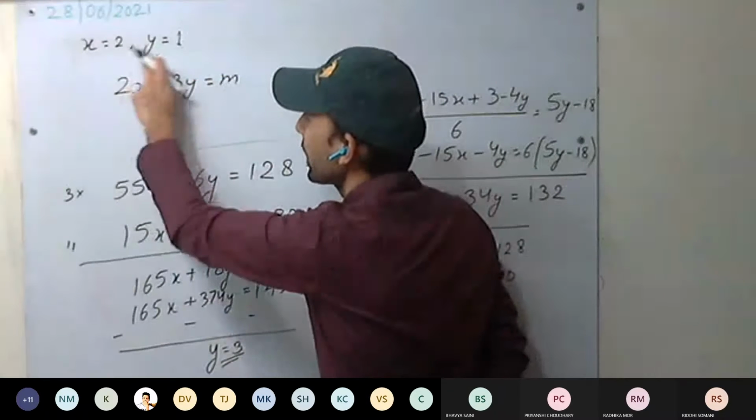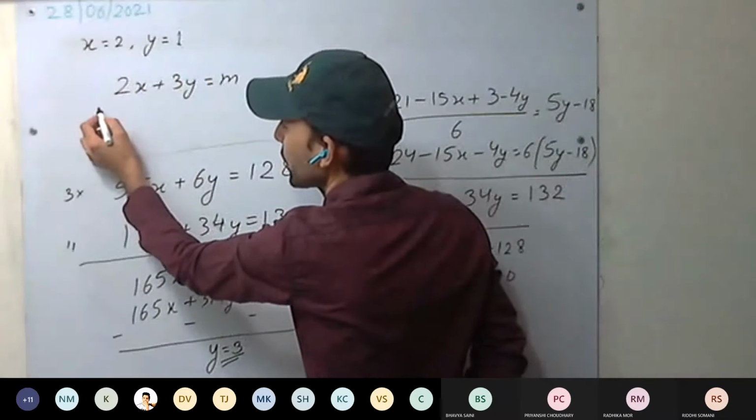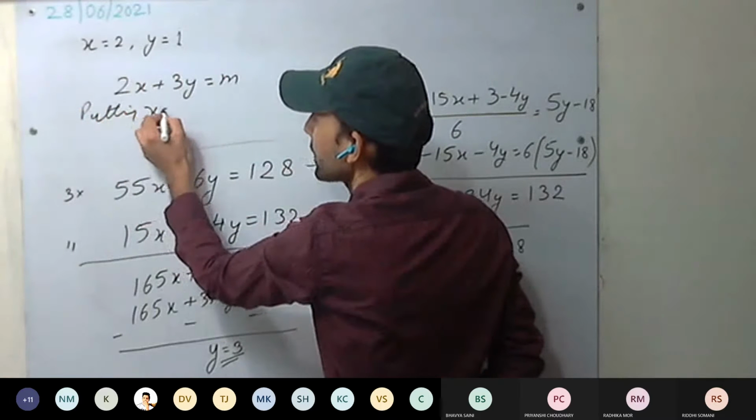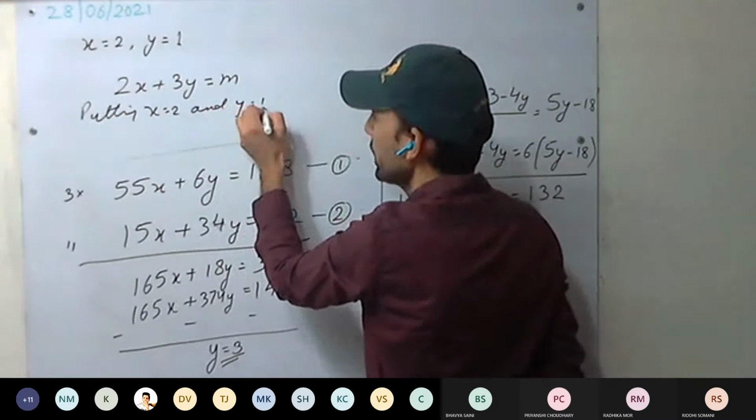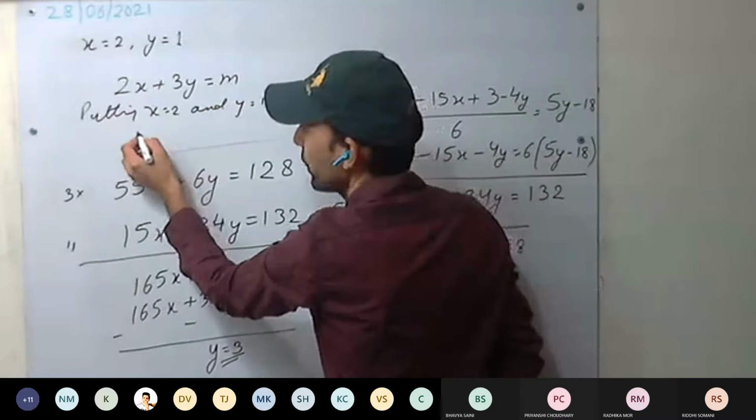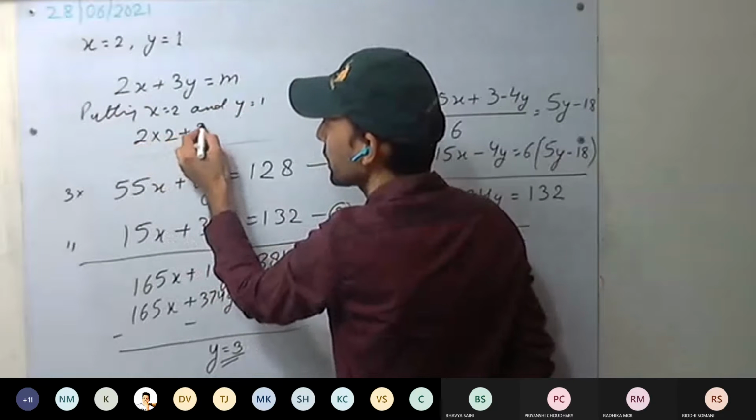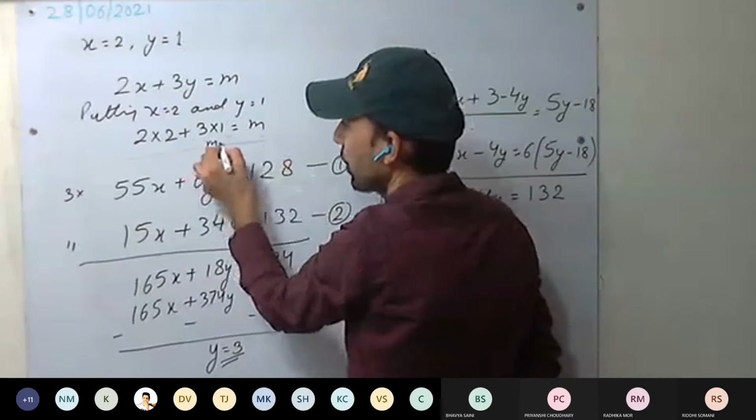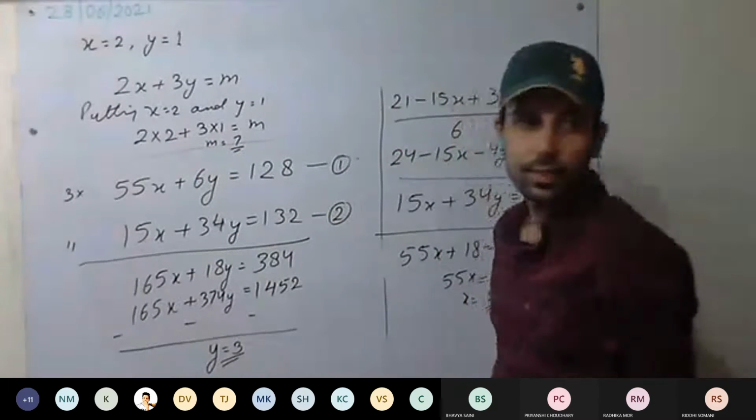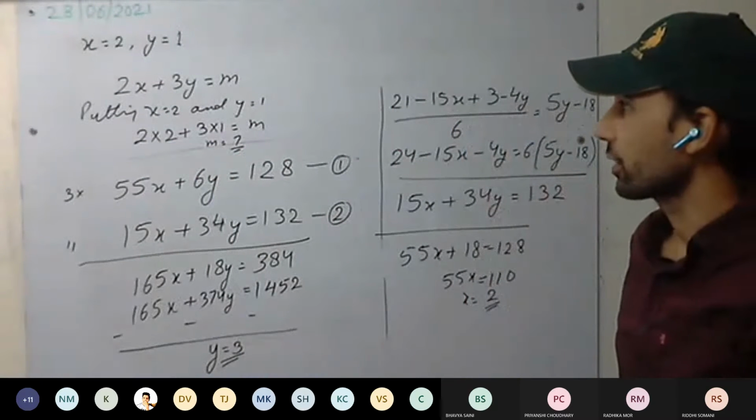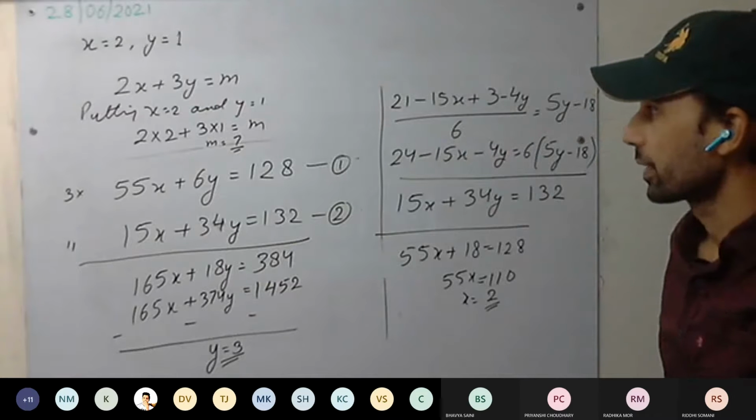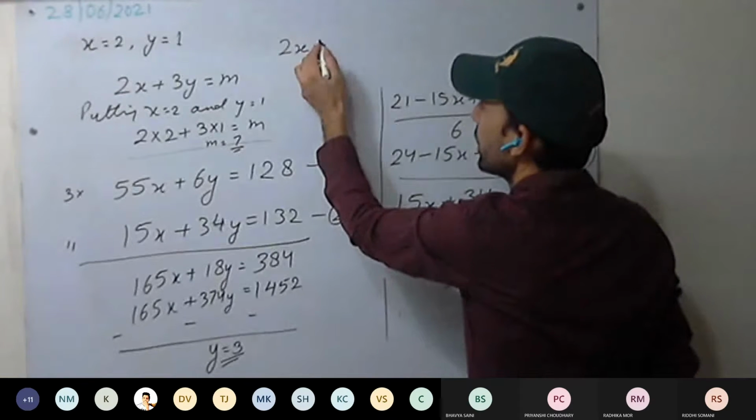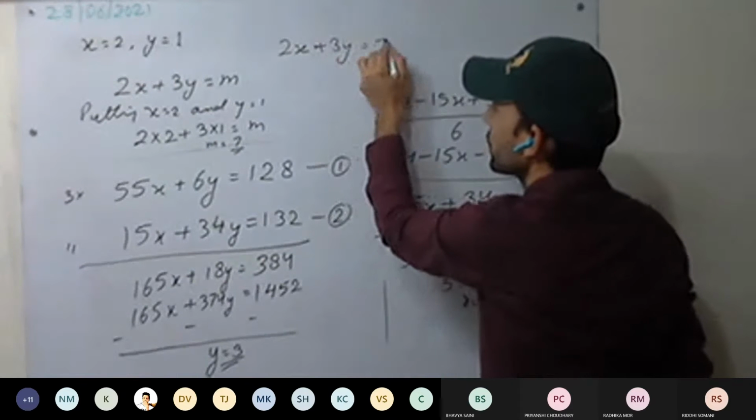So put the value of x and y here, putting x equal to 2 and y equal to 1 in this equation. So it will be what? 2 into 2 plus 3 into 1 equal to m. So m value is how much? 7. Value of m is 7. So it means the equation was 2x plus 3y equal to 7.